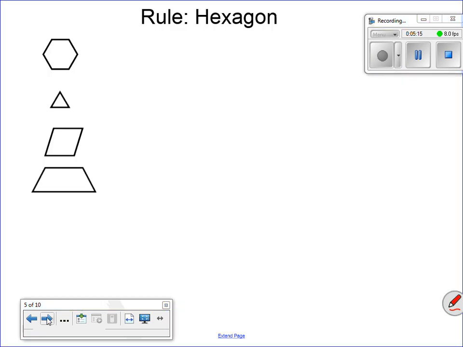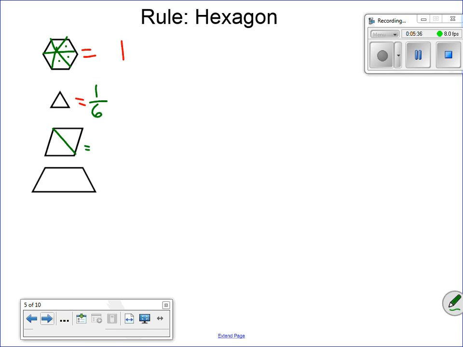Take a look at some problems here. So you're going to see a rule as a hexagon today. So the rule is this equals 1. So what would a triangle equal? Well, this is what we're trying to find out. How many triangles are in this hexagon? 1, 2, 3, 4, 5, 6. So this triangle equals 1 over 6.